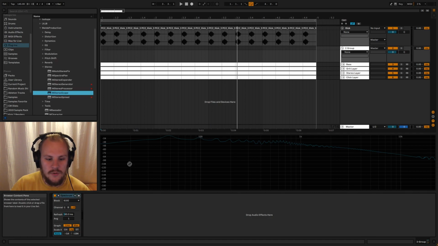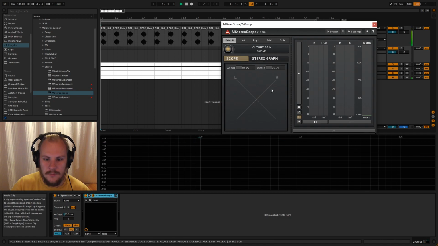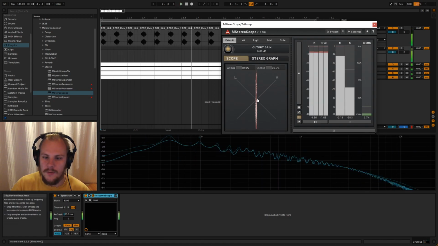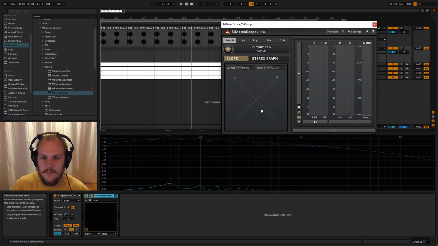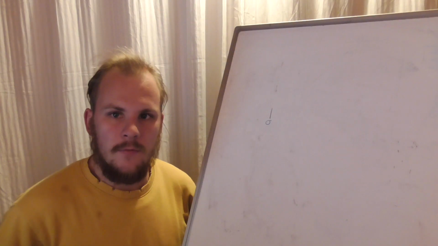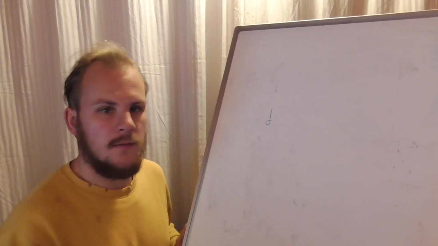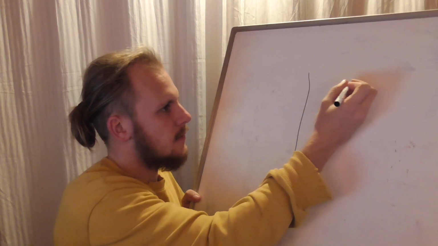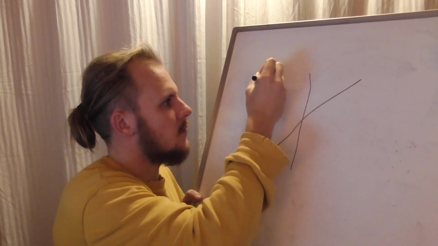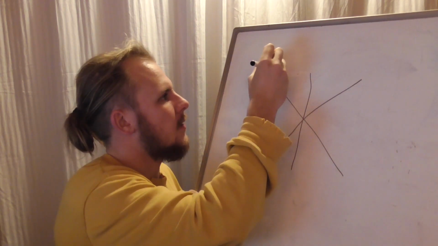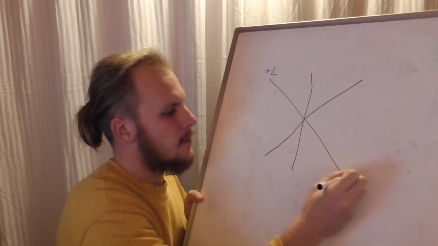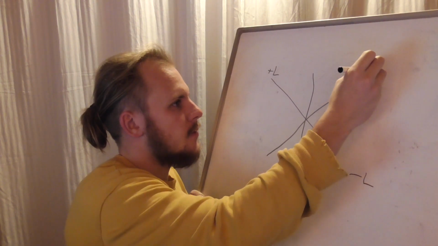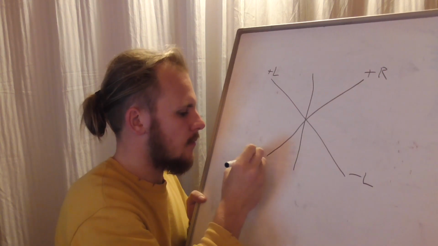So I'm going to open up Stereoscope here, which is a stereo analyzer. We talked about the stereo analyzer before when we talked about stereo effects. The way the stereo analyzer works, I'll actually show on the whiteboard because I think that will be easier to explain there. So here we have the whiteboard again. Let's quickly draw that analyzer. It looks something like this, where we have a line like that, and then we have a cross going through it. And here we have plus L, minus L. This will be plus R, and this will be minus R.